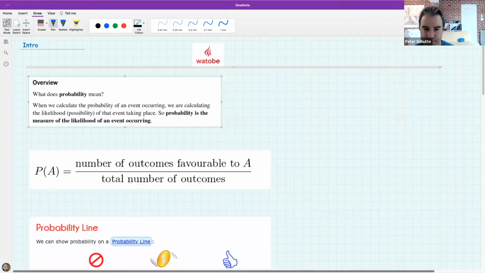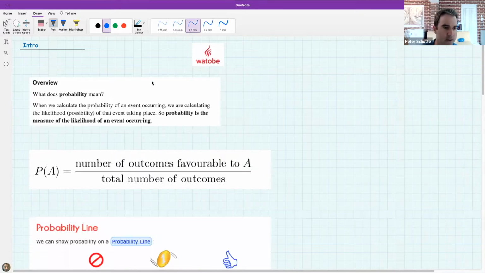To probability. So let's get started now. So what does probability mean? At the most basic level, this unit is on probability. And when we calculate the probability of an event occurring, we're calculating the likelihood or the possibility of that event taking place. So we're taking something which is uncertain, and we're calculating the likelihood of that event occurring. Another way of saying it is we're giving it a number that predicts how likely it is to occur.